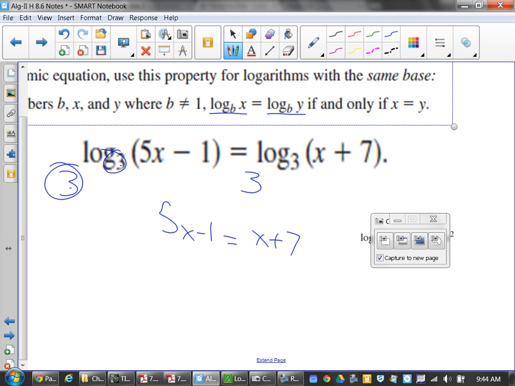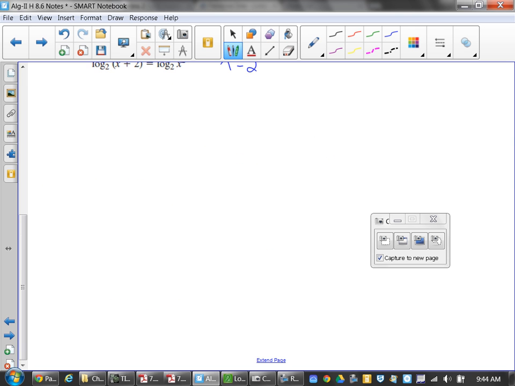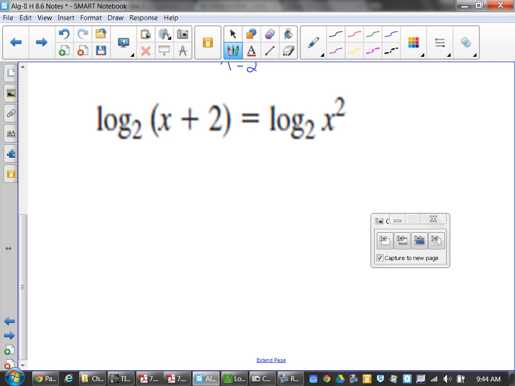Now, what do you guys get with this then? Bring the 4, add the 1. Okay? You get that? You all right? So now what happens? Now what do you do? Get rid of the log, just exponentiate. You exponentiate it, correct. You have log base 2 of x plus 2 equals log base 2 of x squared.